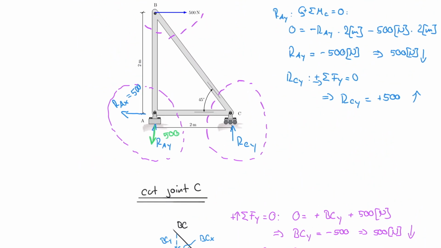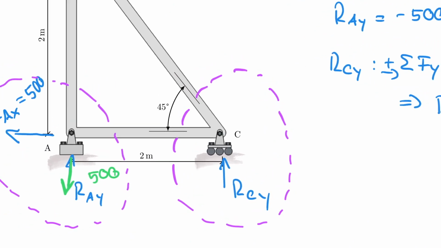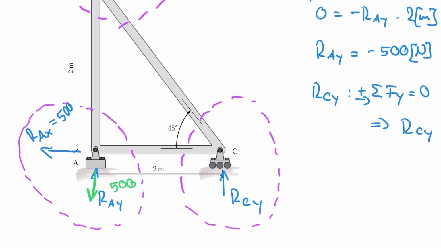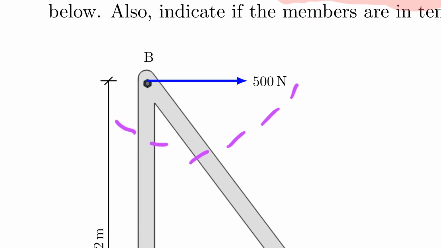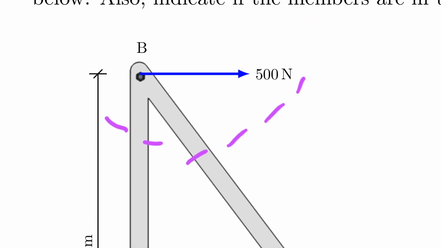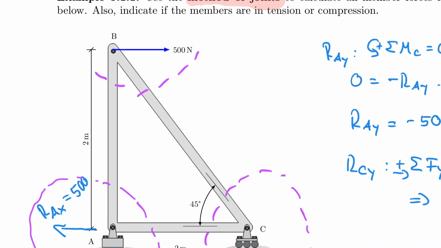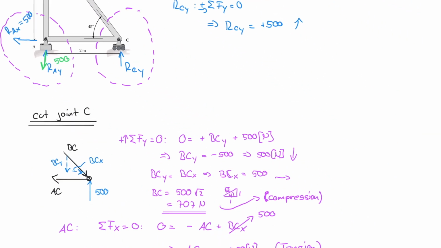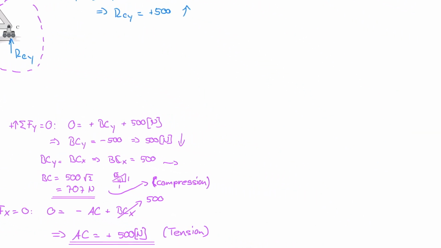So I know what's going on at node C now. That means I can translate it to any other node. But for educational reasons, I go up to node B now. So let's cut node B. So maybe I'll do that here on the right side. Cut joint B. And joint B looks as follows.